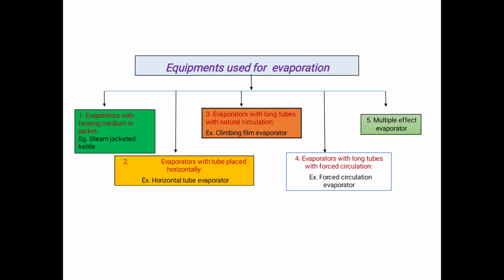Equipment used for evaporation: evaporators with heating medium in jacket, steam jacketed kettle, evaporator with tubes placed horizontally, horizontal tube evaporator, evaporator with long tube with natural circulation, climbing film evaporator, evaporator with long tube with forced circulation, and multiple effect evaporator. So this is the equipment used for evaporation.